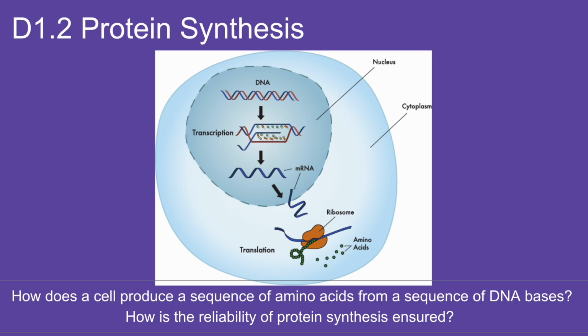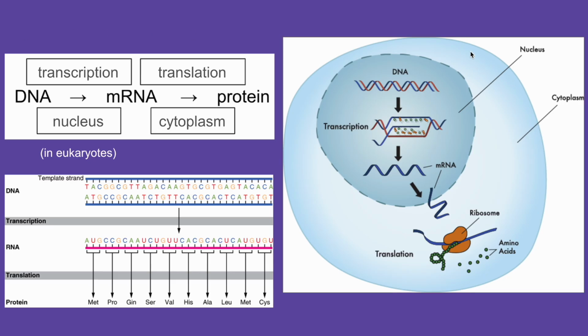This is D1.2 Protein Synthesis from the new IB Biology curriculum. Our two essential questions are, how does a cell produce a sequence of amino acids from a sequence of DNA bases? And how is the reliability of protein synthesis ensured? We are going to focus on two processes, transcription and translation.